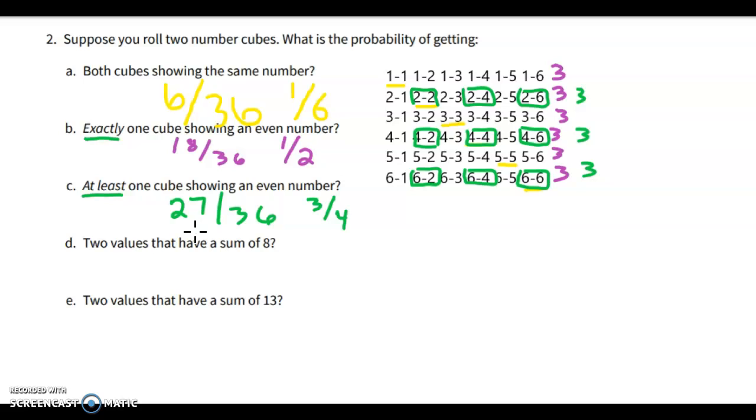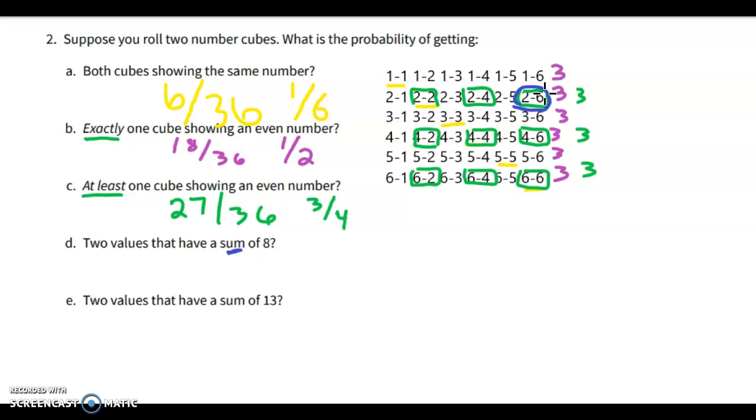All right, the last two are a little bit more complicated here. Let me get another color here. All right, two values that have a sum of 8. So this one you really just have to go through and figure it out. Well, let's think of all the numbers that could equal 8. So anything, let's start with 5, so none of these, right? And then we move here to 4, oh, this one right here, 6 plus 2, right? Because we're summing. Sum means addition. Two values that have a sum.